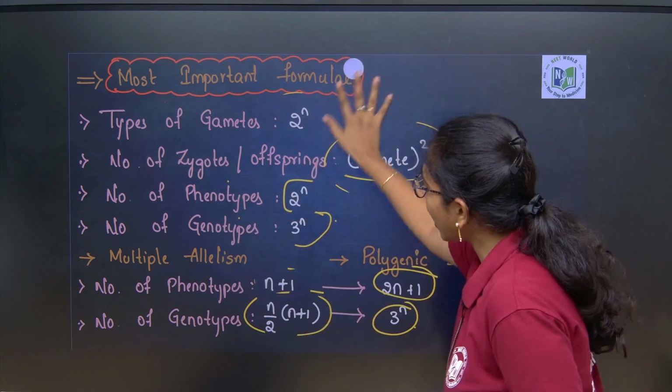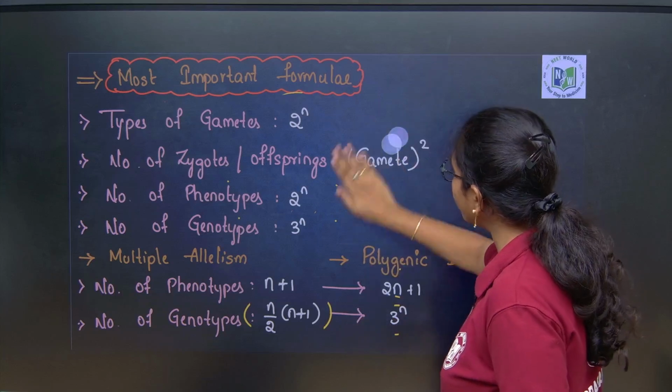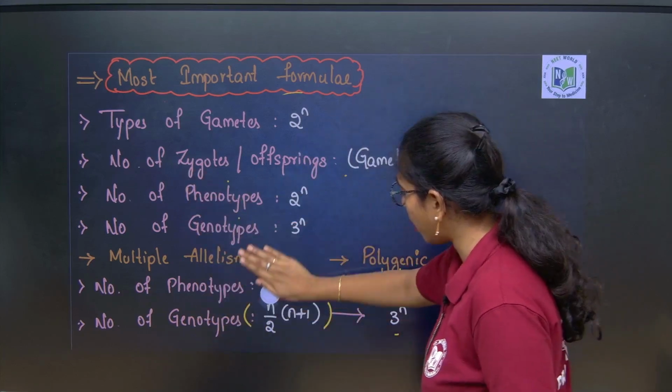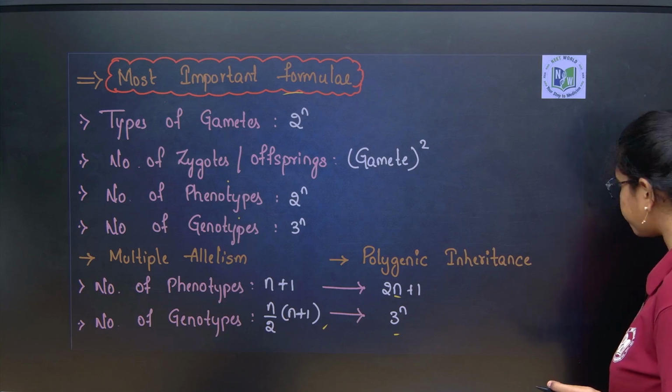This formula chart, if you want, you can take a screenshot of it, beta, just to remember it. We can expect a numerical question from genetics for sure. So you can take a screenshot of this.